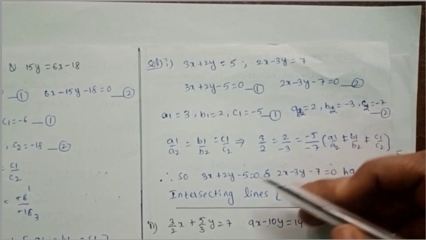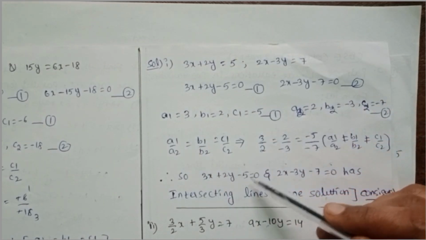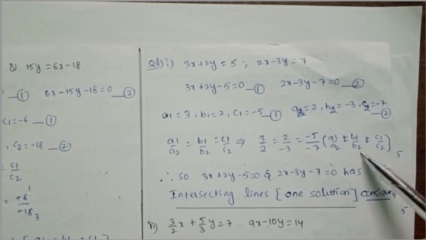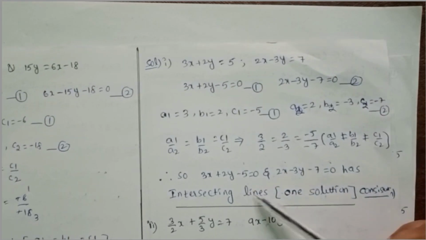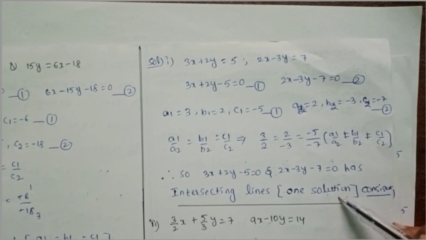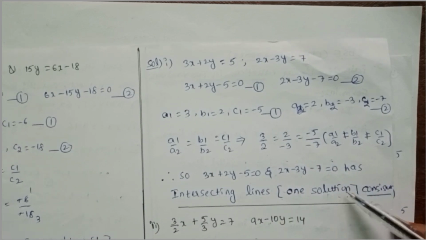Now compare a1 by a2, b1 by b2 and c1 by c2. You get all values are not equal. So when we said all values are not equal, the lines are intersecting lines. So when we have intersecting lines, that is consistent and we have only one solution.